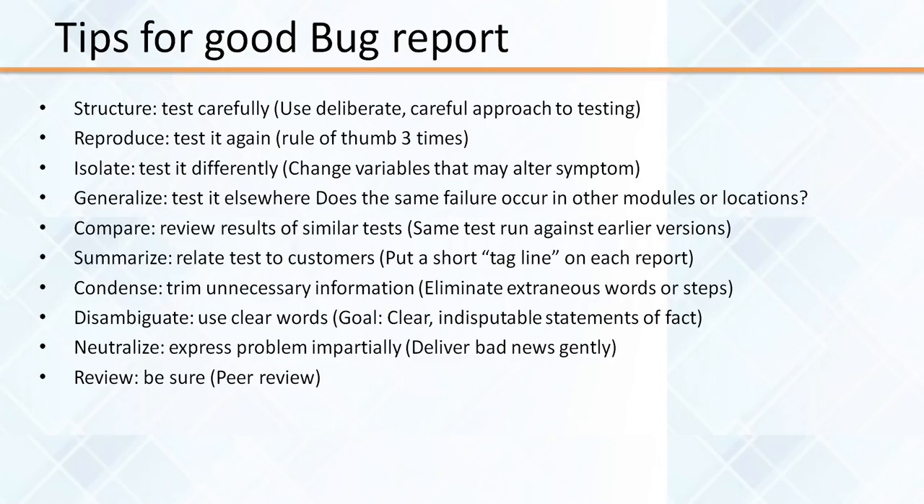Test carefully. Testing should be done very carefully, and we need to test twice and thrice before sending the bug to the developer, and test this differently. Suppose some defect happens in your system, the same test case may execute successfully on some other system. So we need to test in multiple systems or multiple environments, test it elsewhere, and see whether the same failure occurs in other modules or locations. That is environment related stuff. So at least we need to test in 2 to 3 environments before reporting the defect to the developer, and compare, review the results of similar tests, and summarize related tests to customers.